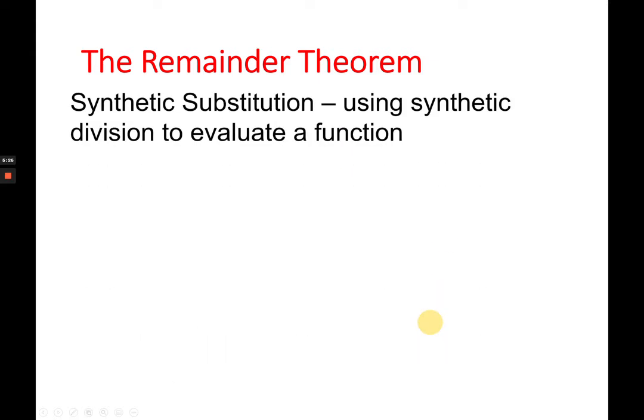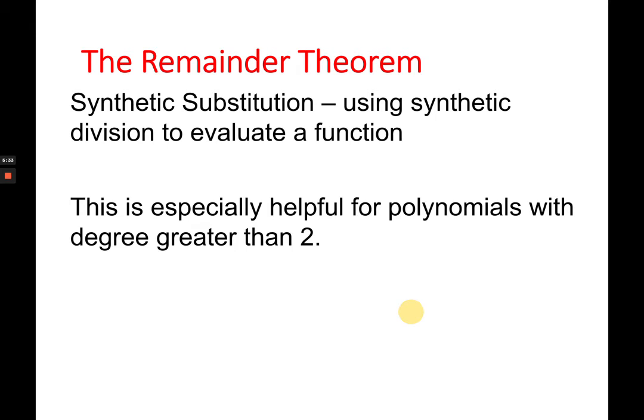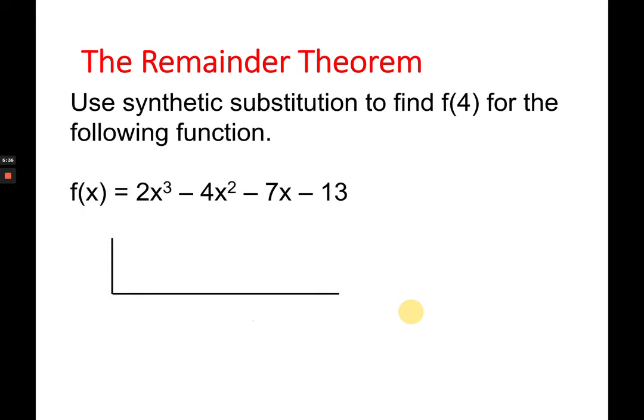Synthetic substitution is using synthetic division to evaluate a function. This is especially helpful for polynomials with degree greater than 2. Let's say you have the power of 3 as the highest degree. When you are looking for f of 4, you just plug in 4 and then write down your coefficients 2, negative 4, negative 7, negative 13, and start your synthetic division. In this problem, we are actually looking for your remainder. And so let's begin.